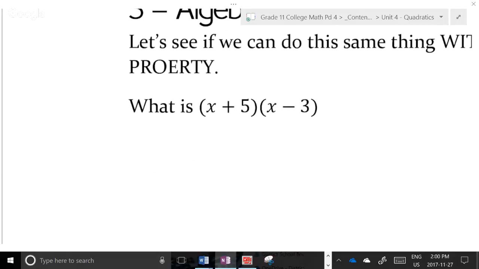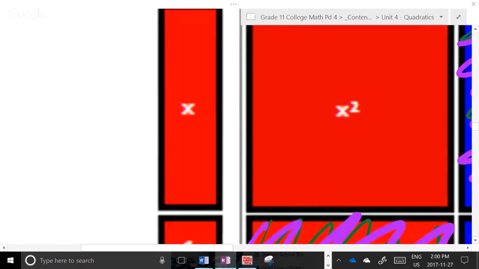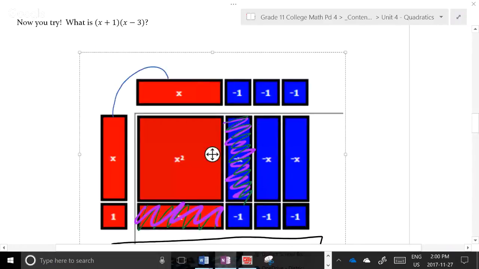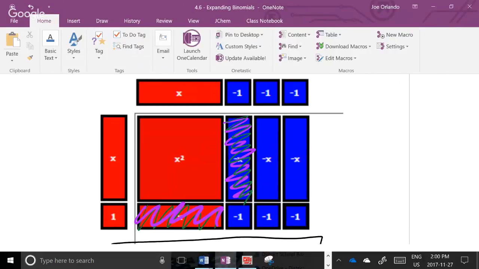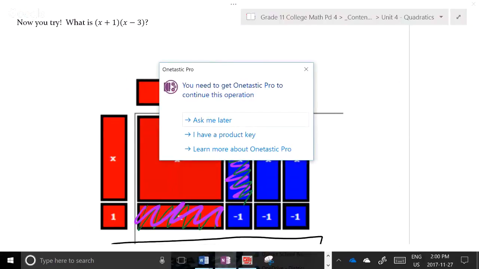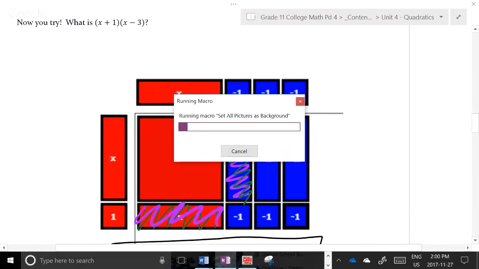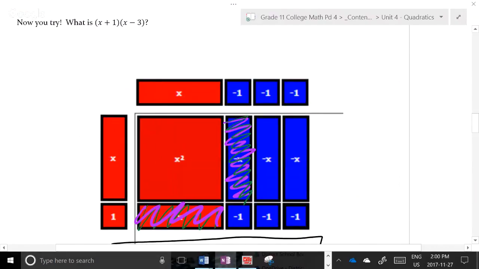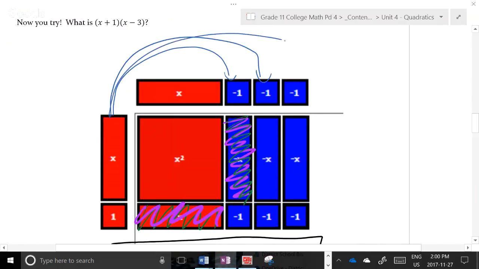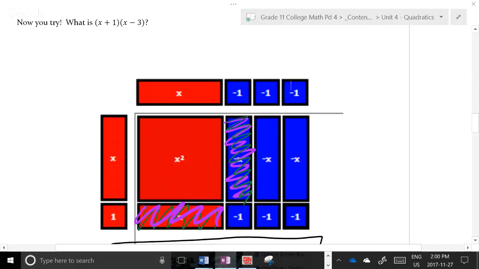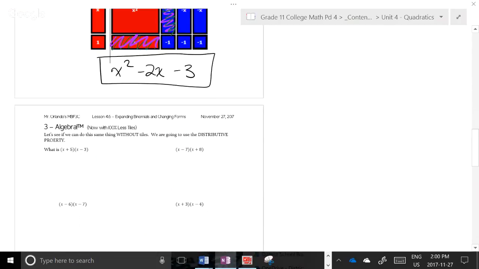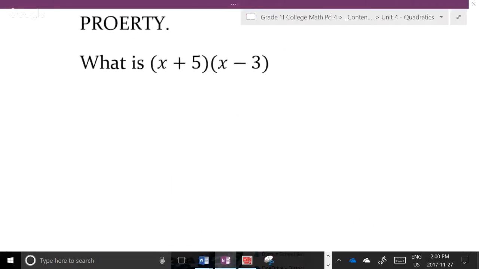So when we have two brackets next to each other like this, just like we did with the tiles, to get this x squared, we really said it was x times x. And x times x gives you x squared. And then to get this negative x here, we really did x times -1, and then x times -1, and then x times -1, and we got 3 negative x's. So, we're going to do the same thing here that we did there.